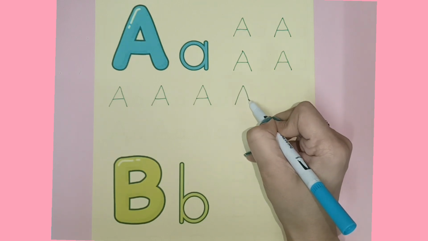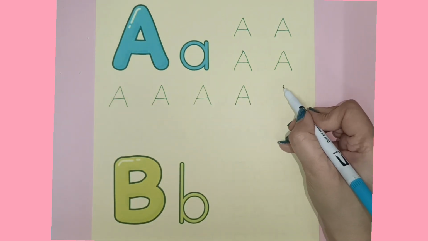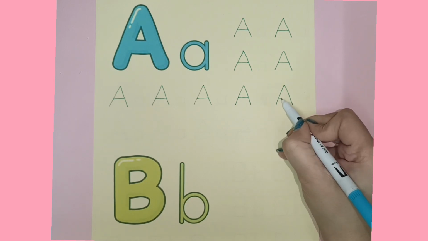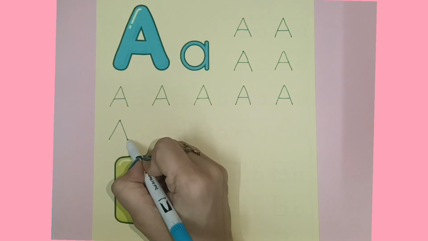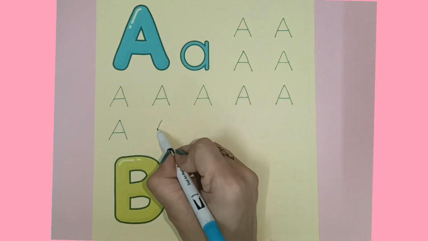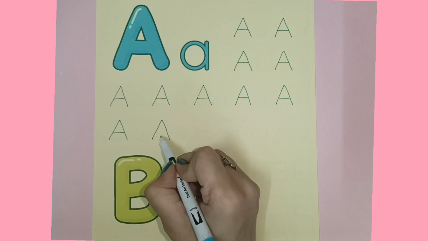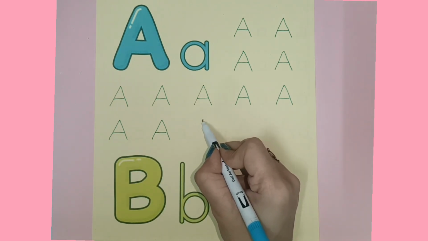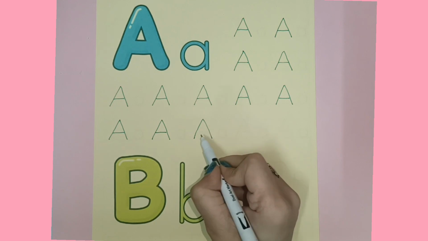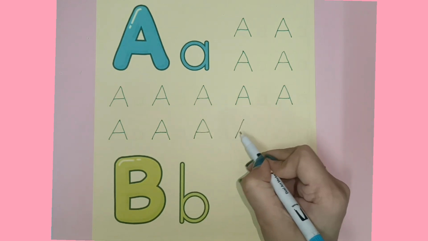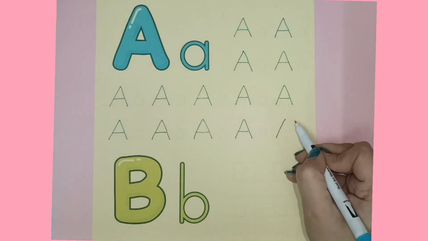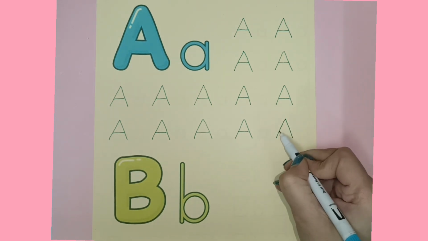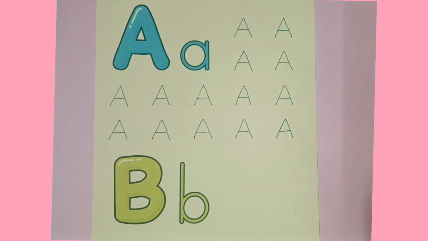See how we are writing? 1 downward, 2 downward, and A is completed. 1, 2, close. 1, 2, and close. So this is high rise A.